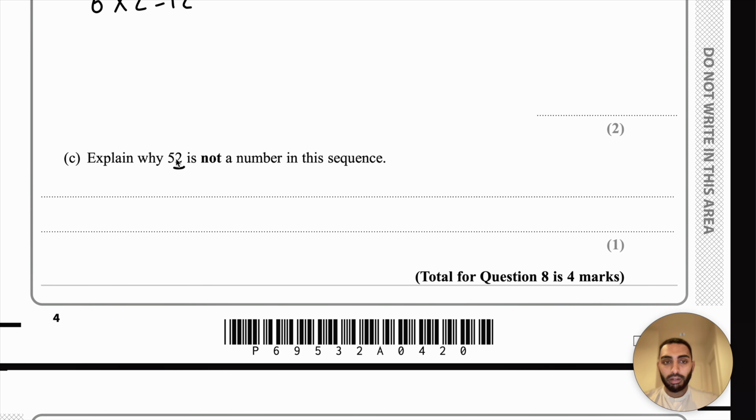52 is not an odd number because it ends in a 2. So we will just write 52 is an even number and all the numbers in the sequence are odd.